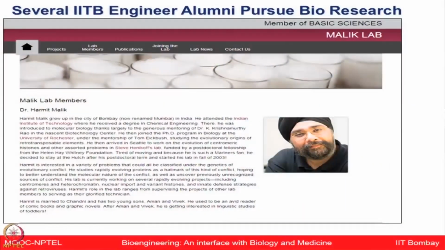So, there have been many students, alumni from IIT Bombay, who moved on to further pursue their career, and now they are faculty in different parts of the world pursuing active bio research at the interface of bioengineering. One shown here is Dr. Harmeet Malik. Again, he did some projects in our department earlier, and now he is at Fred Hutchinson Cancer Center, where he is looking into various cancer related problems.